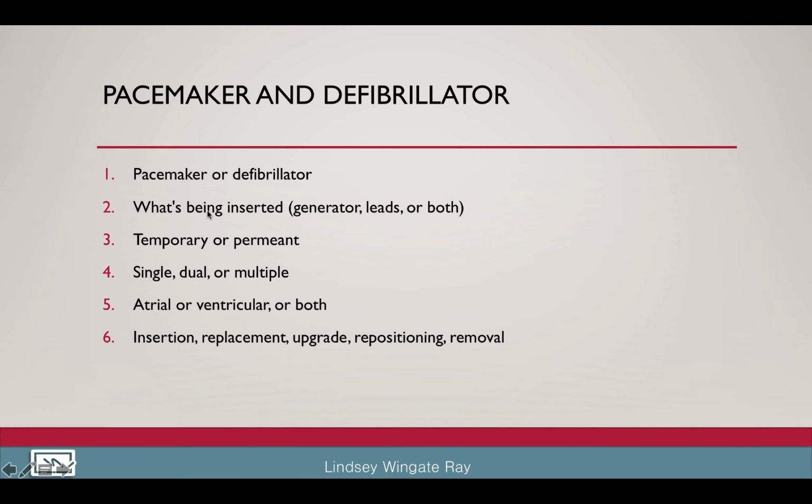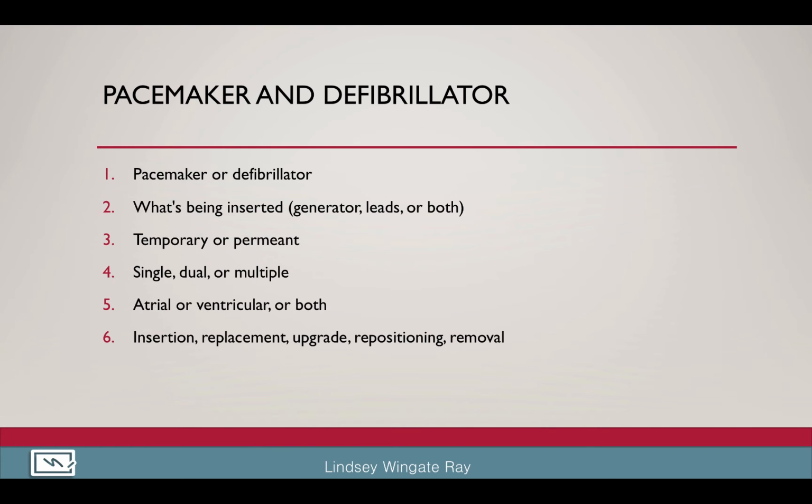Here's how you code a pacemaker or defibrillator system. First, you need to ask yourself, was it a pacemaker or a defibrillator being implanted? Was it being inserted? What was being inserted? The generator, the leads, or were both the generator and leads being inserted? Was a temporary system being inserted, or was a permanent system? Because there's different codes for both. Then you need to say, was it single, dual, or multiple?